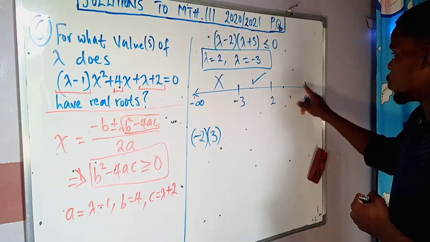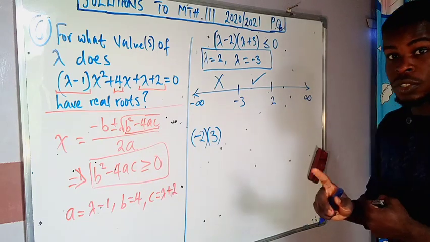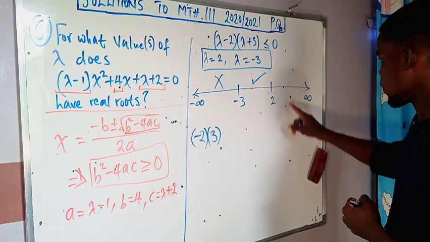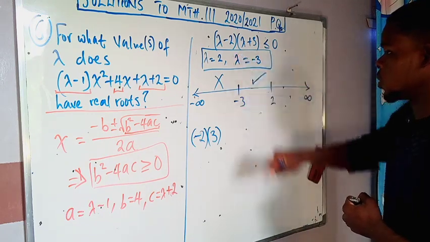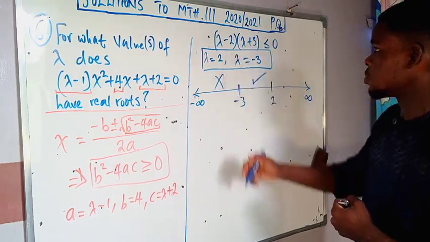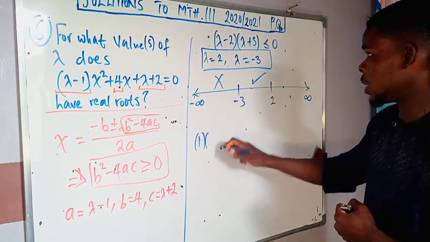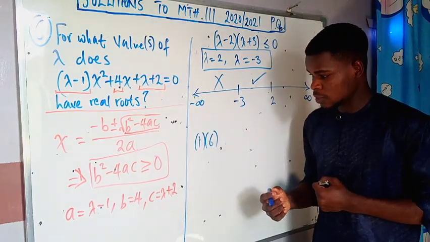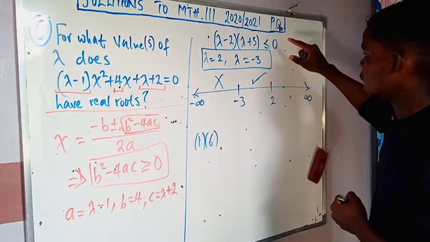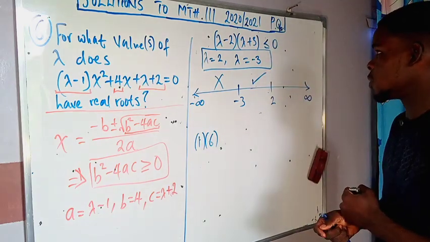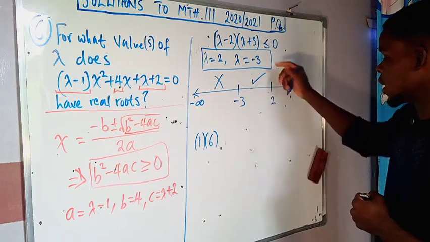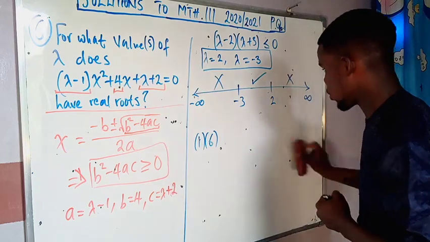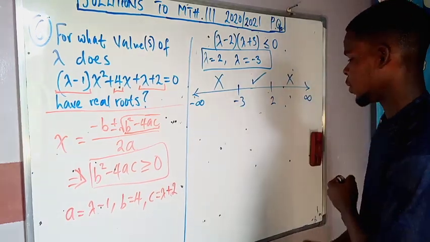Okay, lastly, let's check between 2 and positive infinity. We can pick 3, right? Plugging 3 into here, we're going to have 3 minus 2, that is just 1. Multiply that by 3 plus 3, that is just 6. You notice this is positive, this is positive. The product of two positive numbers will remain positive, and positive is bigger than 0. So in fact, this interval does not satisfy the inequality because you want it to be either less than or equal to 0.